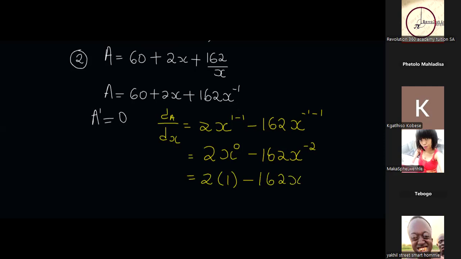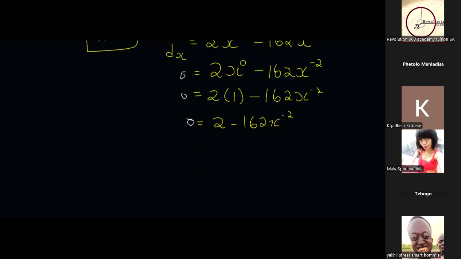Then remember, A prime is equal to 0. It means here we must also write 0 in order for us to solve. So let me write it properly. That's going to be 0 equals 2 minus 162 x to the power of negative 2, which is the same as 162 over x squared.